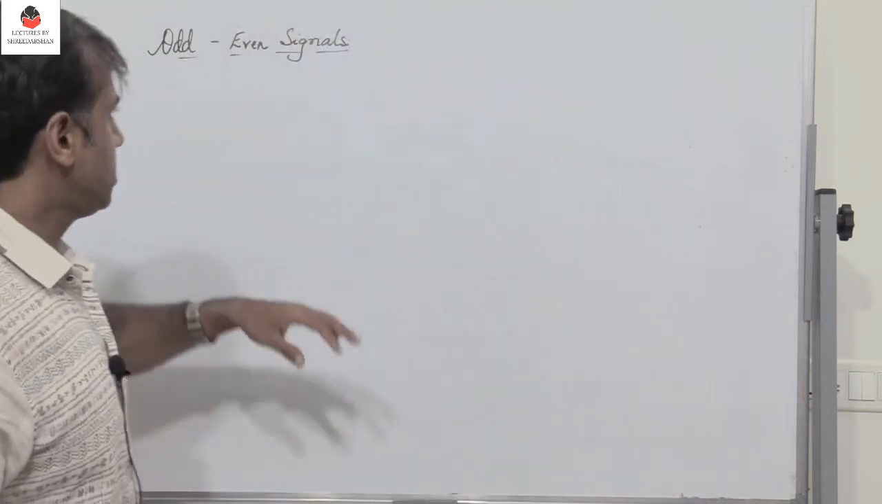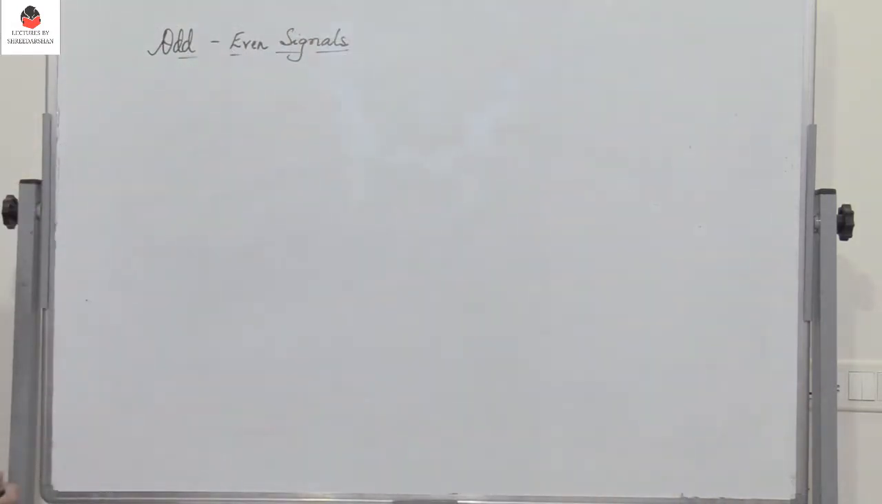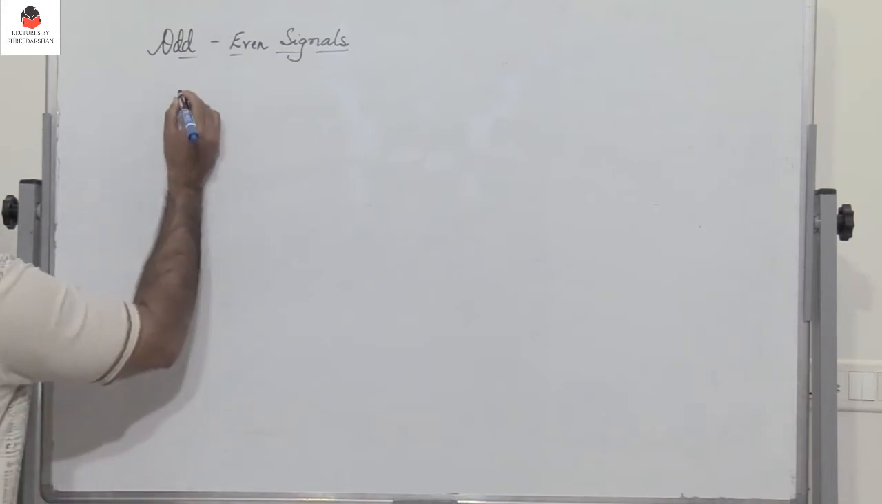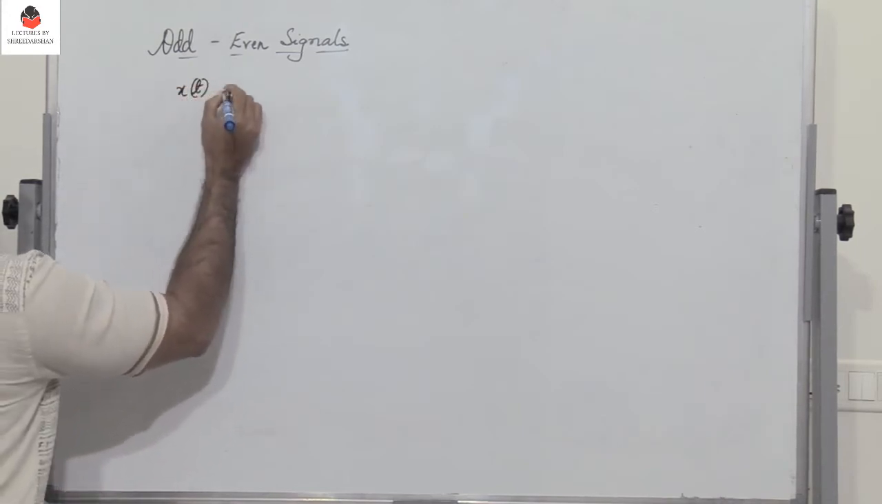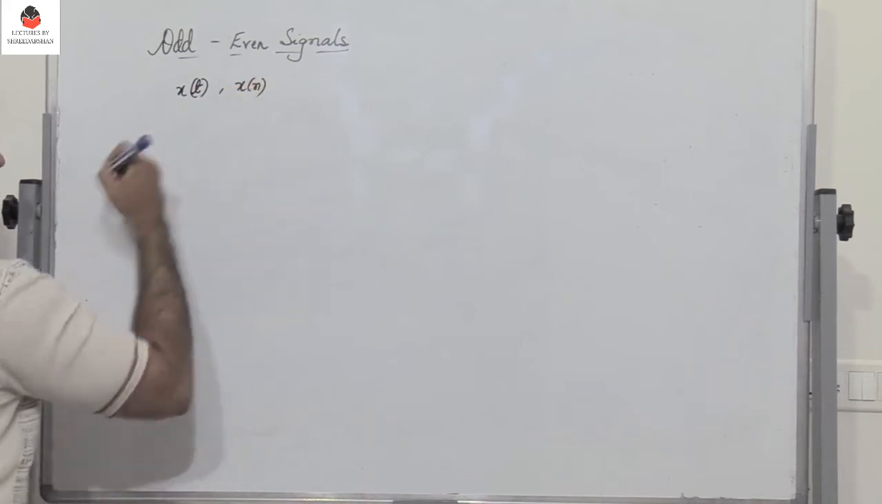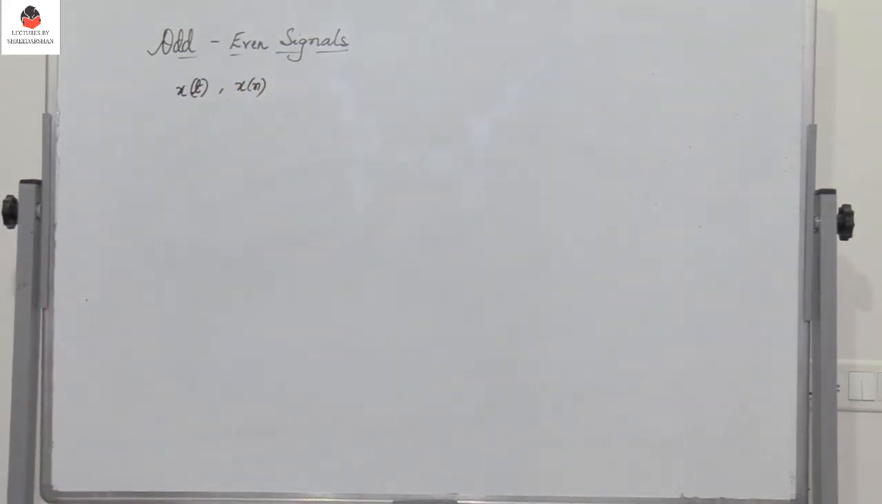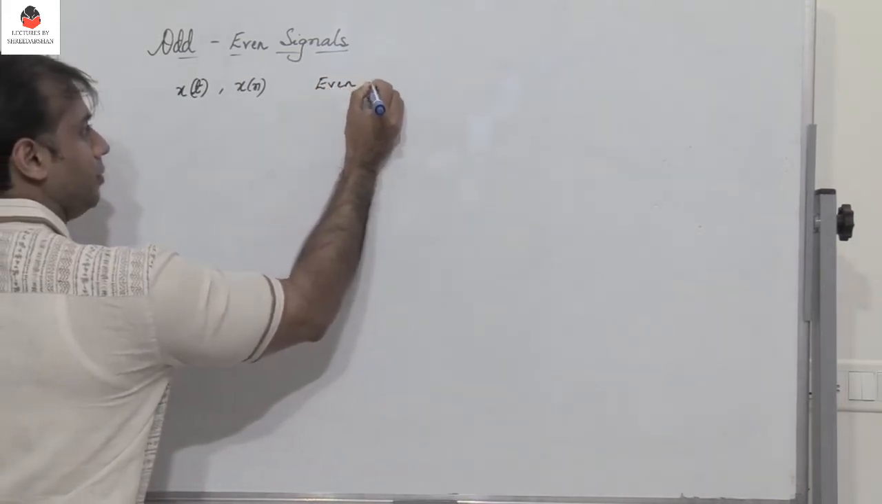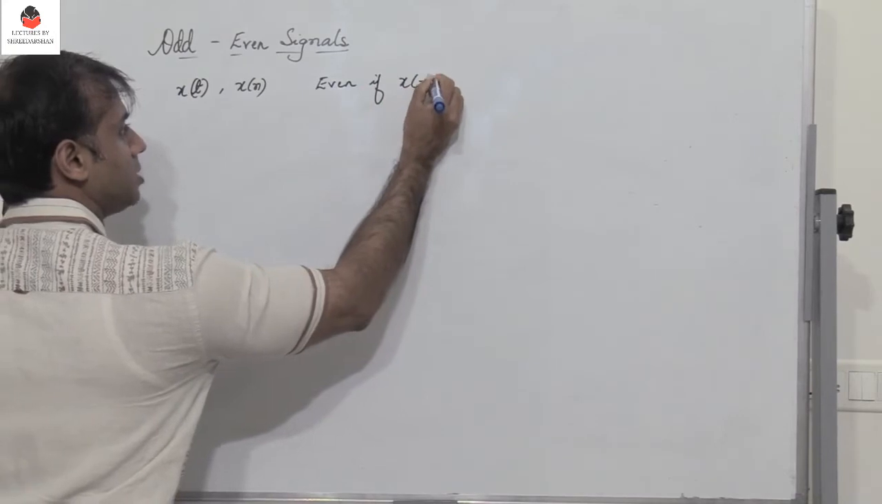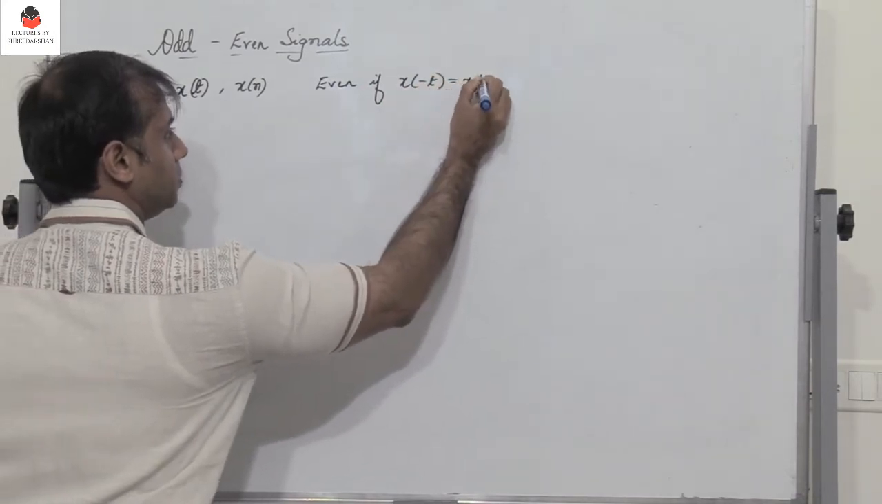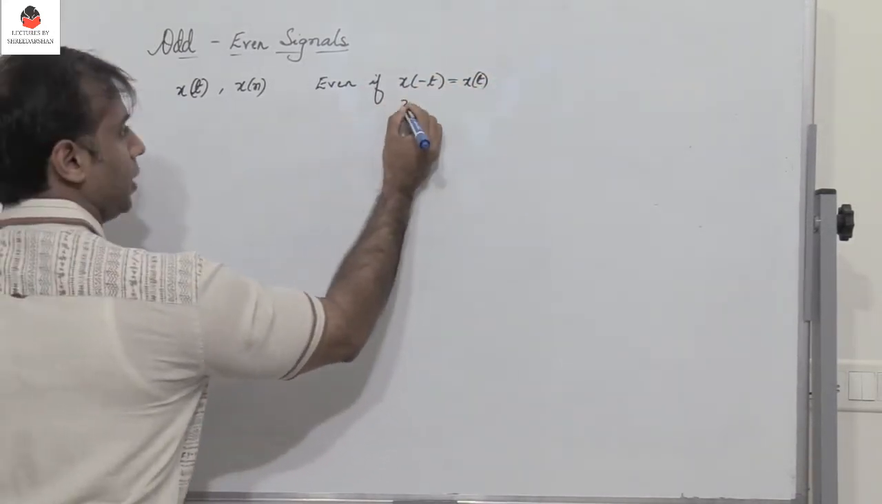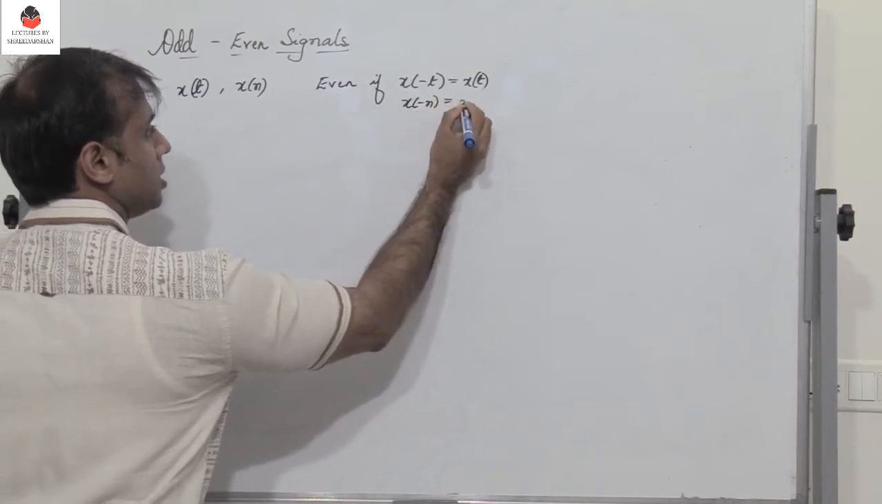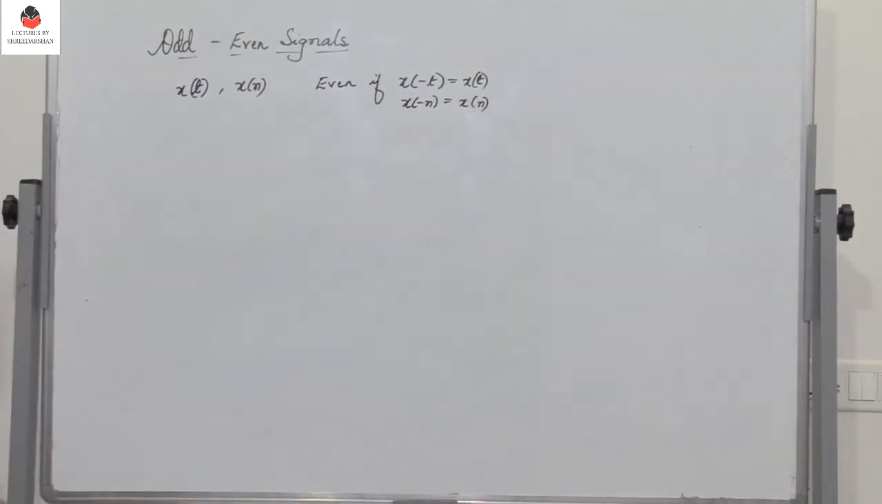Hello friends, we will deal with one of the simplest topics in signal processing. So let's deal with odd and even signals. Now if I consider a signal x of t or a discrete signal x of n, we say that the given signal x of t is even if x of minus t equals x of t, or similarly if x of minus n equals x of n. Now what does this mean?